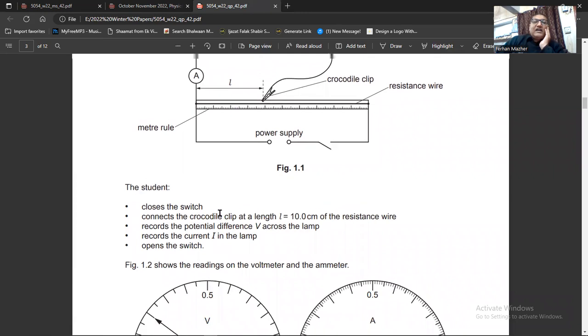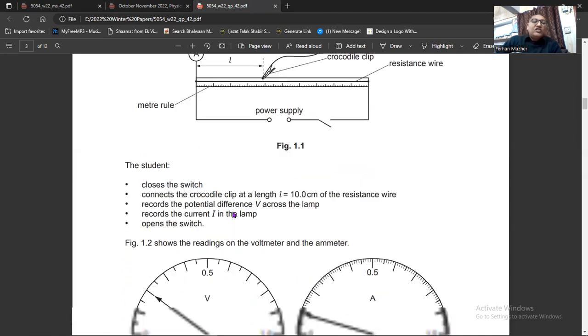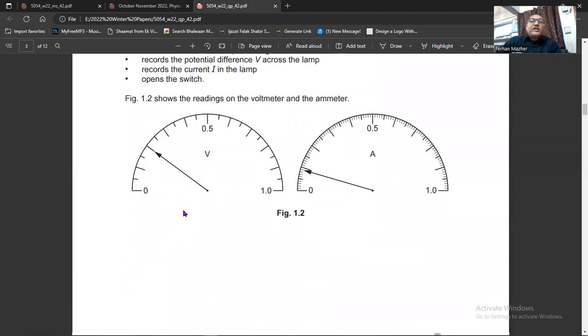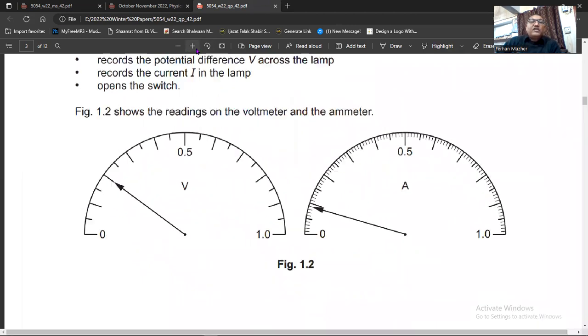So he says the student closes the switch, connects the crocodile clip at a length of 10 centimeter of the resistance wire, records the potential difference V across the lamp, records the current I in the lamp, opens the switch. Figure 1.2 shows the reading on the voltmeter and the ammeter. Let's have a look at this reading.